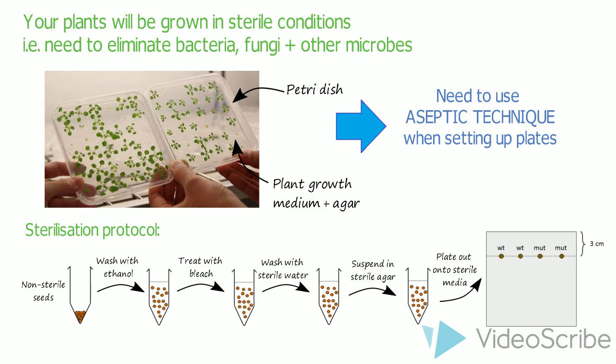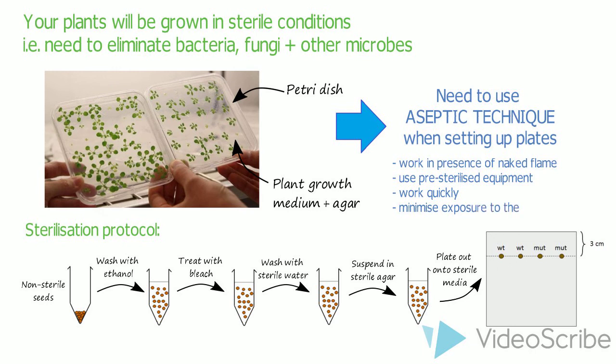There are several tricks that you'll need to use to minimise the amount of contamination when you're working. So you'll do your work in the presence of a lit Bunsen burner so that any bacteria or fungal spores in the environment will be killed off. You'll be provided with pre-sterilised solutions and equipment. It's been through a piece of equipment called the autoclave that will sterilise it. And it will also be important to work quickly and to minimise the amount of time that your seeds and your agar plates are exposed to the air. So we'll give you advice on how to do this and how to work safely.